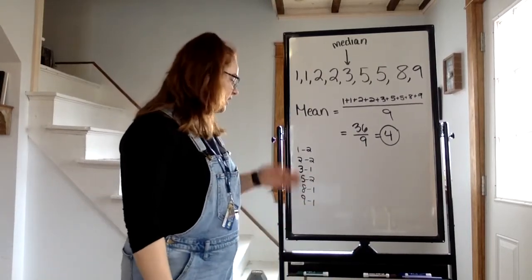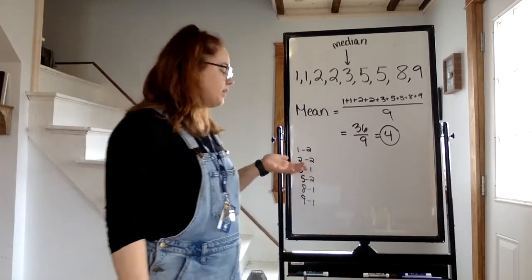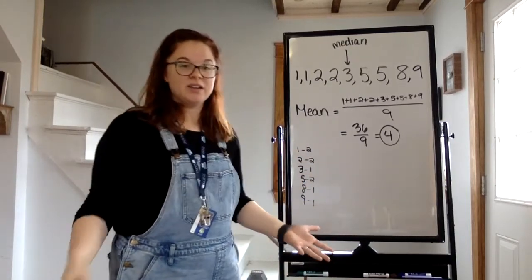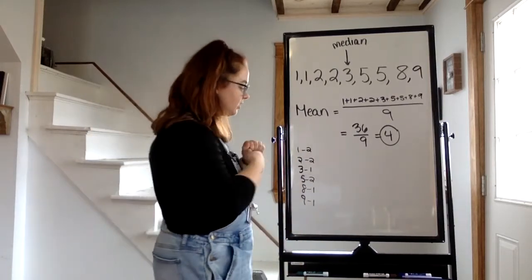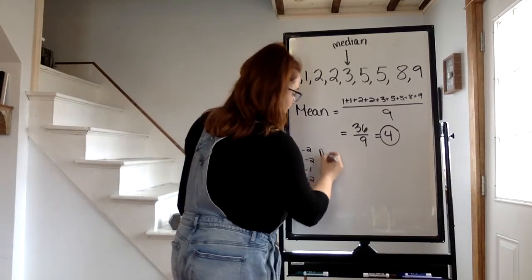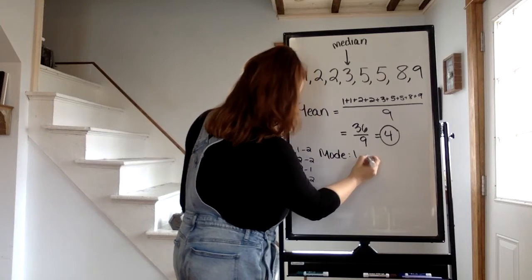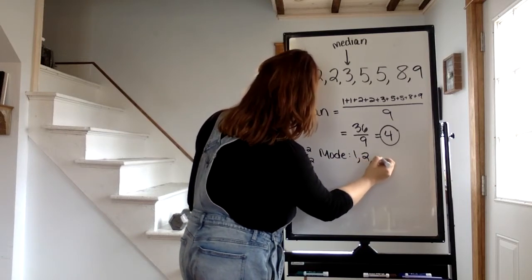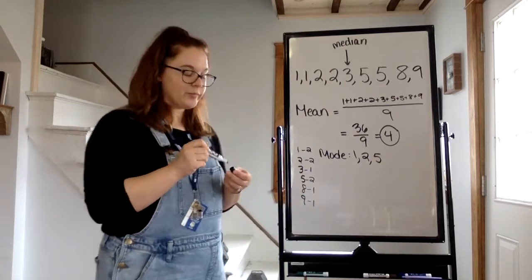Because you can't just decide, okay, I'll pick 1 because it's the smallest number, or 5, or I'll add them up and divide. No, it is okay to have more than one mode. So here, our modes are 1, 2, and 5. So we have 3 modes in this set of data, and that's okay.